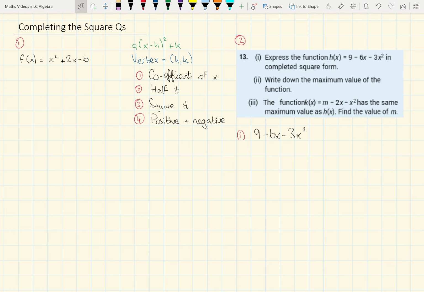So I'm going to find my coefficient of x, which is plus 2, and I'm going to halve that. I end up at 1. Now step 3, I square it, I still get 1, and I take my positive and my negative. Now we're going to fit that back into our function. We get x squared plus 2x minus 6, the positive, and then the negative.